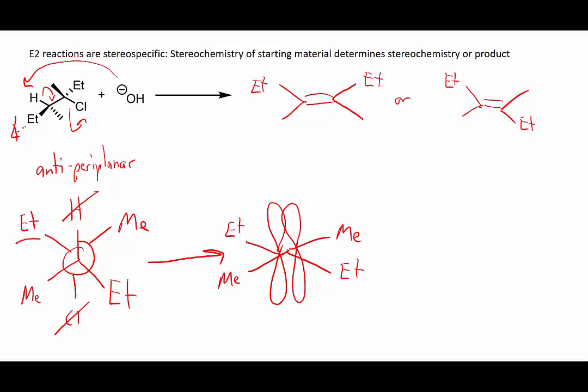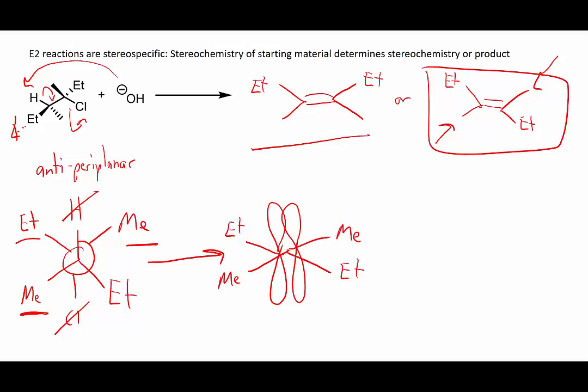So what does the stereochemistry of our product look like? Again, the front methyl group is on the opposite side as the back methyl group. So in which product is that true? It's true in this product. So the front methyl group, this one here, is on the opposite side as the back methyl group. If we had the opposite stereochemistry, we would get the opposite product. We'd actually get the cis product instead.